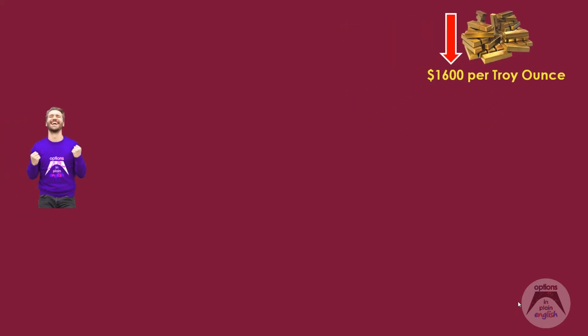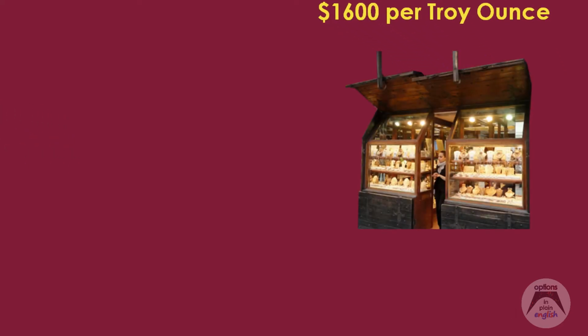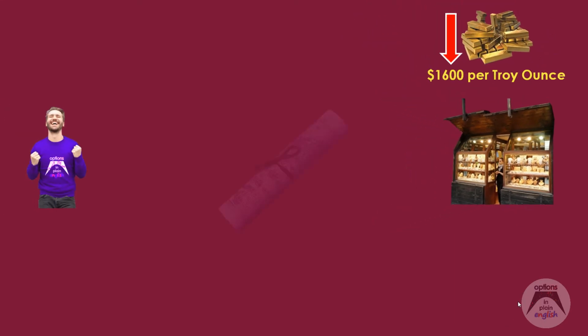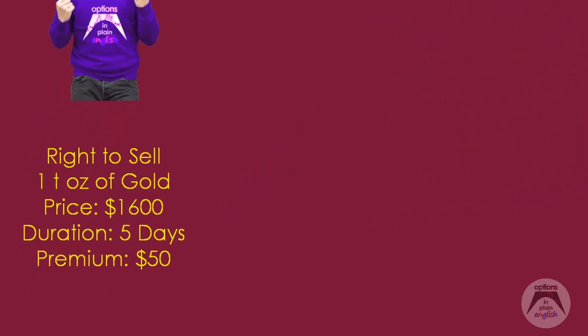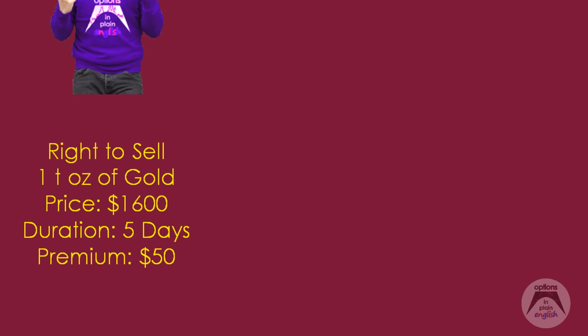The way to do this is he goes to a jeweler and they work out a deal. The jeweler is going to give our trader the right to sell 1 troy ounce of gold at a price of $1,600, which is the current price, during the next 5 days. And for this right, our trader is going to pay our jeweler $50.